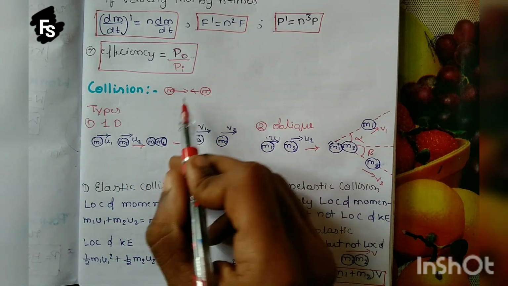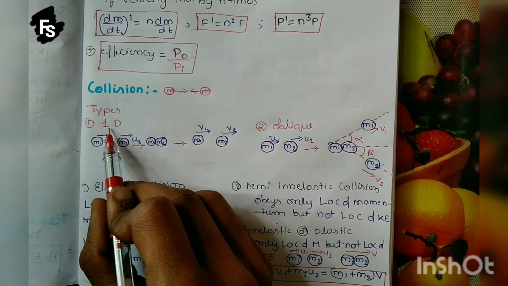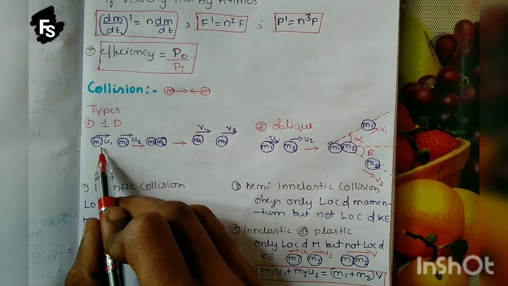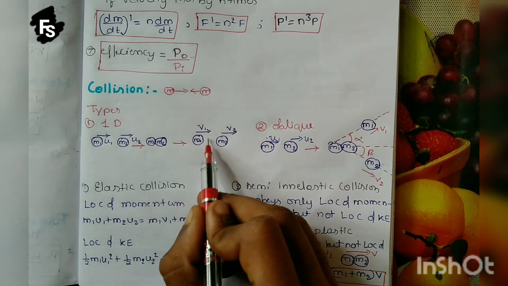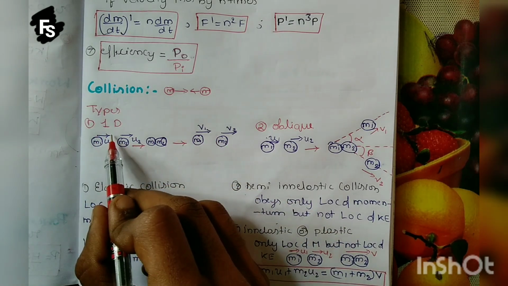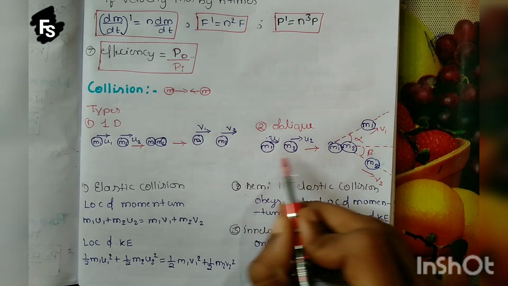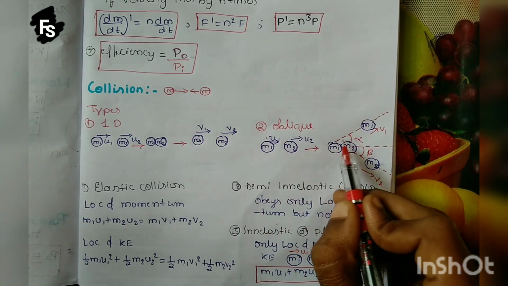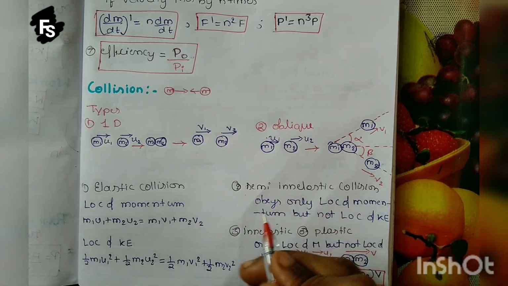Collision means two bodies bombarding each other. There are types of collisions. One is one-dimensional collision and the second is oblique collision. One-dimensional collision means if two bodies collide with each other, after collision they move in the same direction, along the same straight line. Then it is called 1D collision. And oblique collision means after collision they move in different directions. See here, after collision it moves in a different direction. It is known as oblique collision.